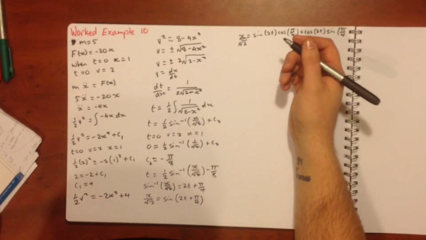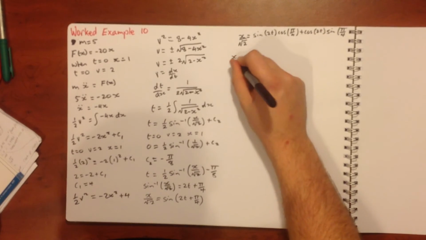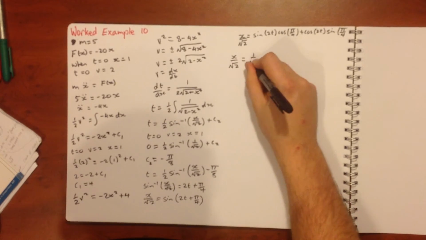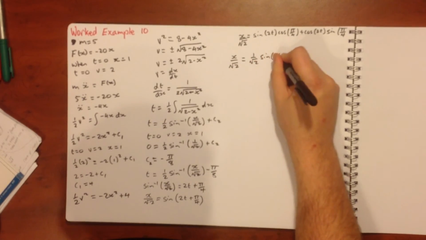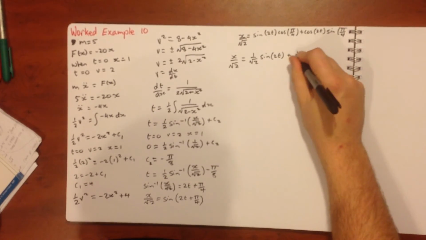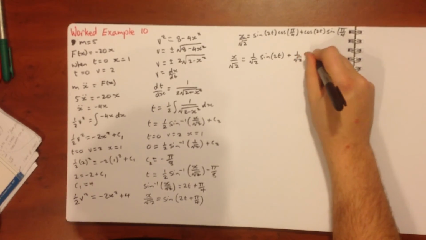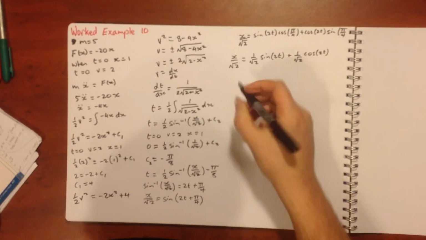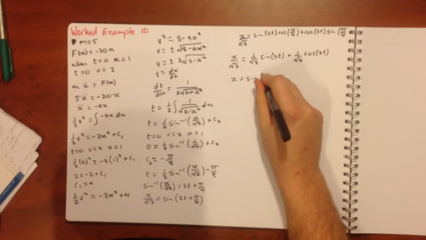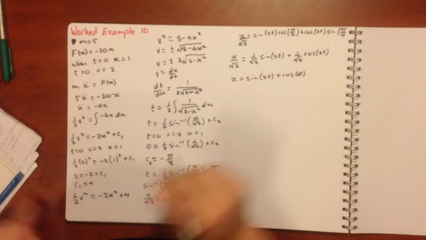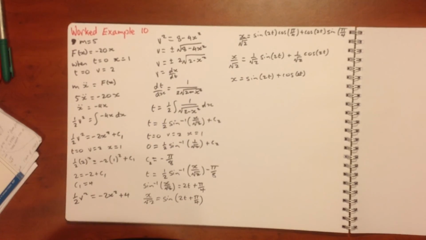However, we'll keep soldiering on, and we get x on root 2 is equal to cos of pi on 4, which is 1 on root 2, sine of 2t, plus sine of pi on 4, which is also 1 on root 2, cos of 2t. We multiply by root 2, cancelling out those, so we get x is sine of 2t plus cos of 2t. Therefore we have our x in terms of t, which is all we need to do for this worked example.